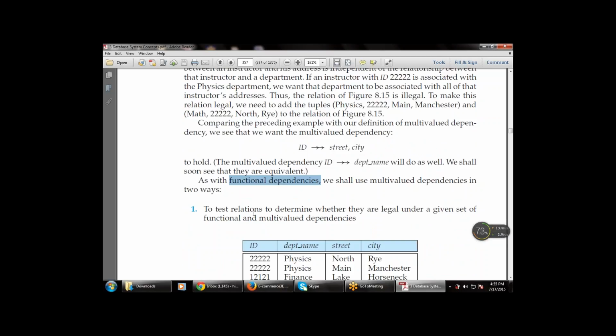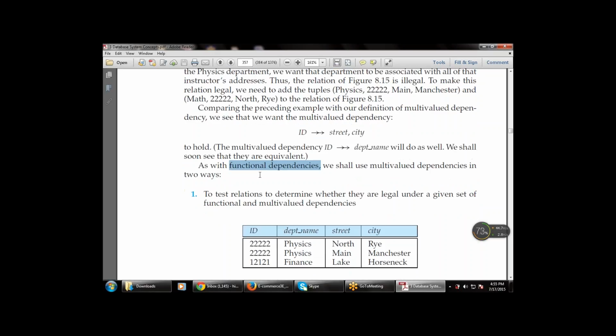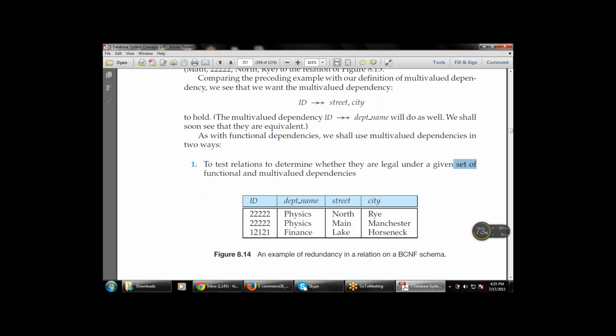As with functional dependencies, we can use multi-value dependencies in two ways. The first one is to test relations to determine whether they are legal under the given set of functional and multi-value dependencies or not. That is, we test which tables are legal based on the set of functional and multi-value dependencies.